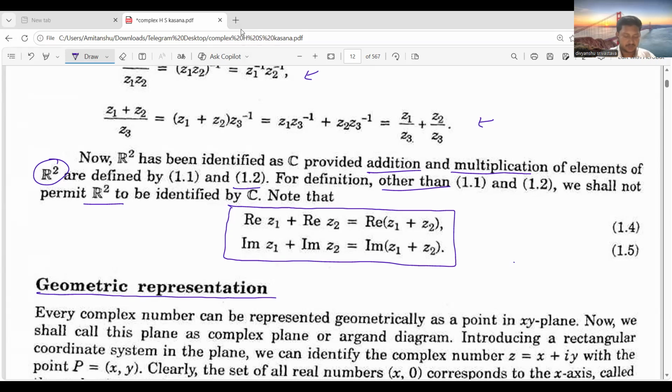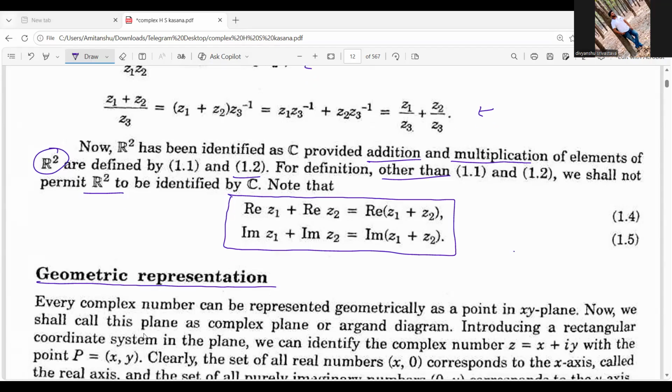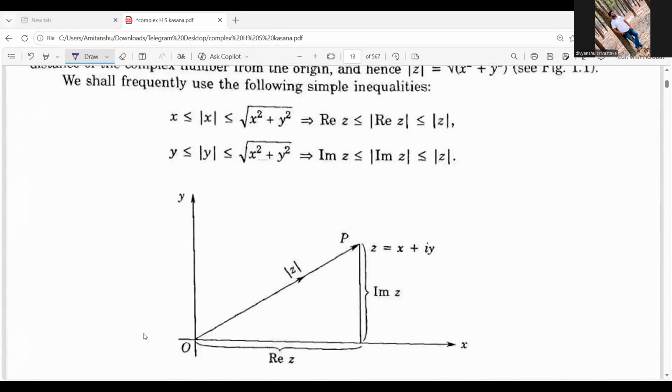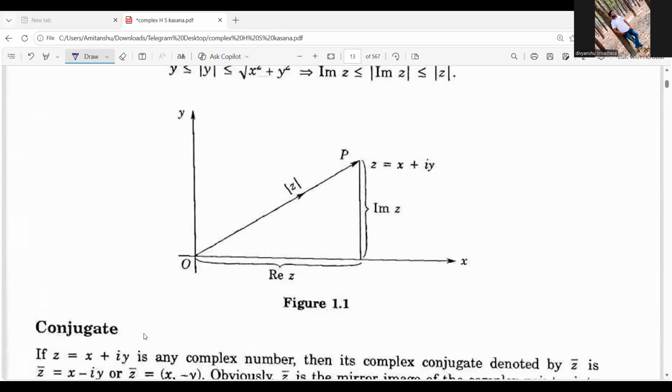Okay, simple things. I can teach you some geometric representation of complex numbers. First thing is that actually, is there some space here or not? Yeah, here is some geometric representation.